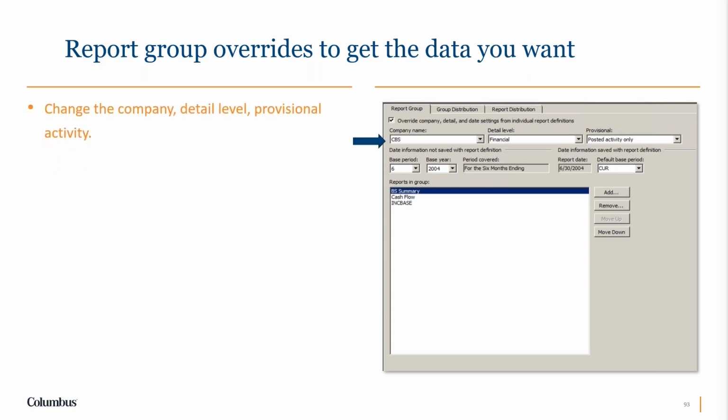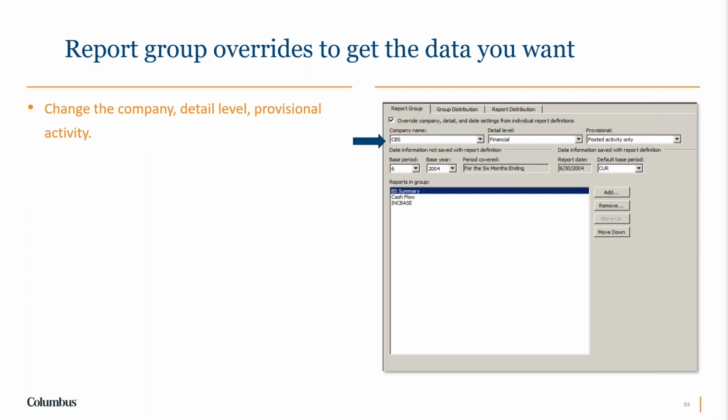You can change the company detail level or the provisional level to get the exact contents and drillable level for your reports. If you choose the override option above and your reports are not using a tree definition, know that every report in this group will now pull from the company selected on this line. In addition, all reports will pull the same detail level and provisional level selected here as well.